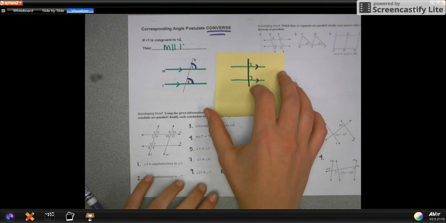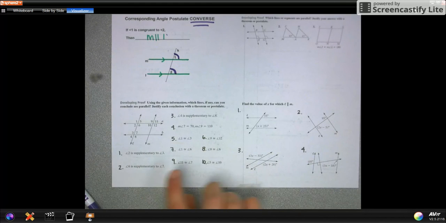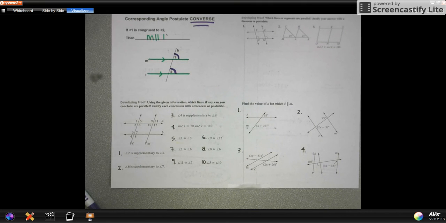So what you're going to do now is you are going to complete these practice problems and you are going to turn it in. And then once you are done with that, you're going to go back onto Schoology and you're going to look on the instructions from there.